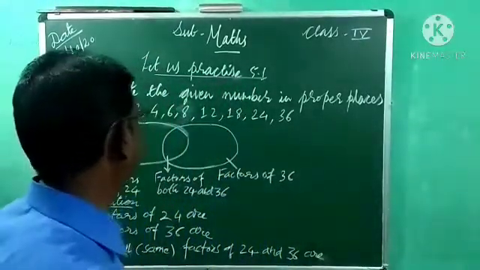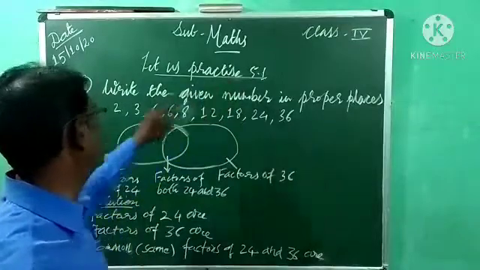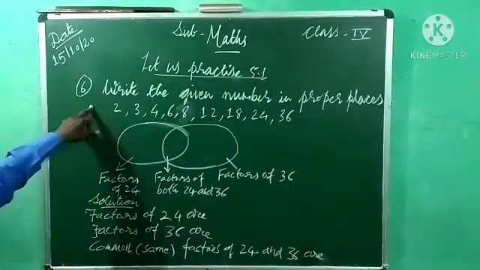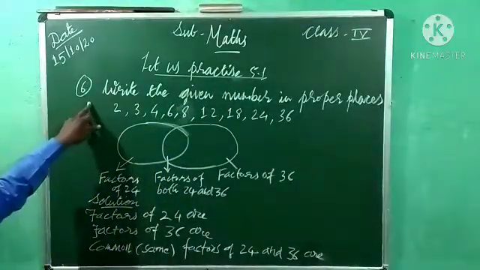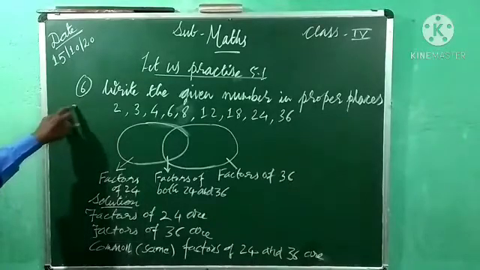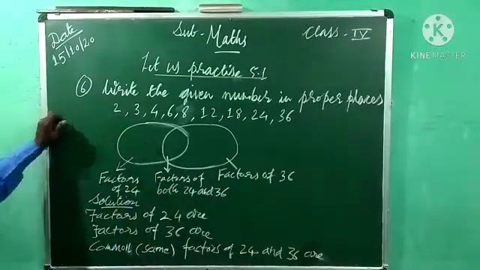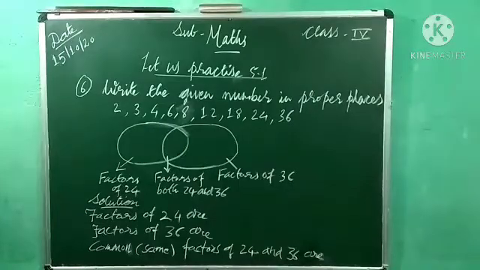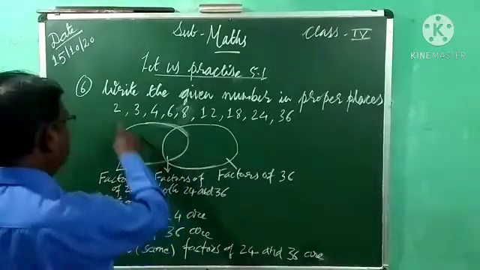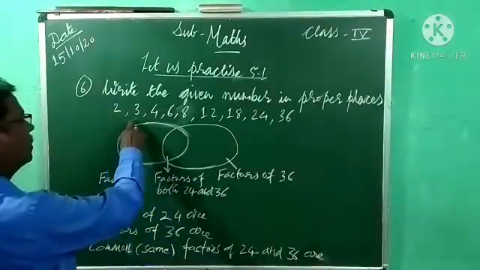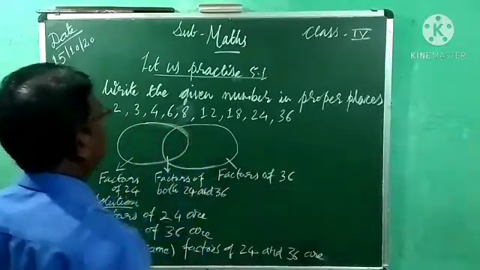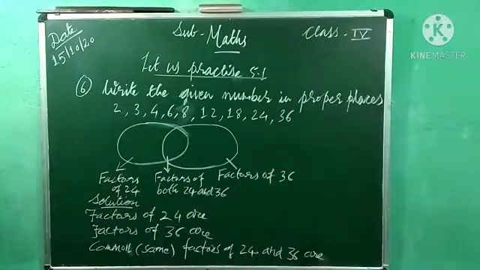In the previous class we studied practice 5.1, five examples. We have completed five examples. Now today we will look at the one example left from there, example 6. What is given? Write the given numbers in proper places. Here a diagram is given and these numbers were written: 2, 3, 4, 6, 8, 12, 18, 24, 36.